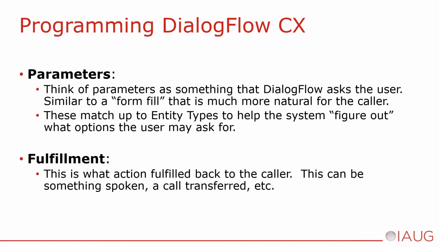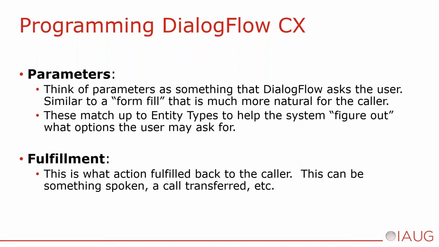I mentioned parameters, but parameters are something that Google Dialogflow can ask the user, similar to a form fill. When you were listening to the demo of me making the appointment, there were a bunch of follow-up questions. I was being asked one question at a time. So parameters are essentially those questions. What are those bits of data that I need in order to fulfill an action?